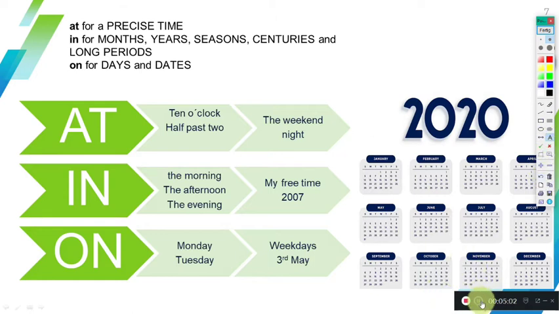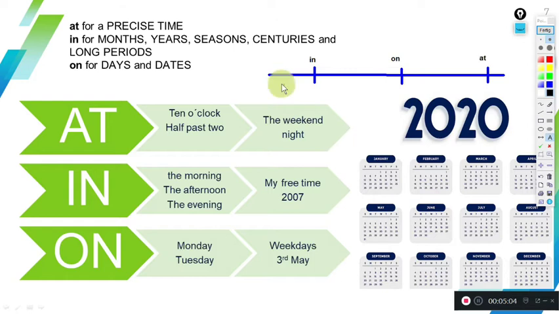Let me show you. Okay, so here we have a timeline. In this case, we're going to use in for general, on for specific, and at for very specific. Vamos a recordarlo de esta manera: in va a ser para las fechas generales, on para fechas específicas y at para expresiones de tiempo muy específicas.